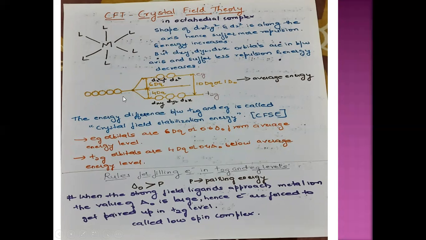So when the ligand starts approaching on the axis, what happens? These two orbitals, that is dx square minus y square and dz square, since they lie along the axis, will observe maximum repulsion. Repulsion between what? The lobes of the ligands and the lobes of the central metal atom. So this will suffer maximum repulsion. If it suffers maximum repulsion, it will absorb maximum energy and get split to the higher energy level compared to that of average energy. This is the average energy level of degenerate orbitals.